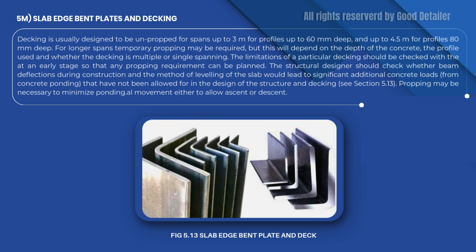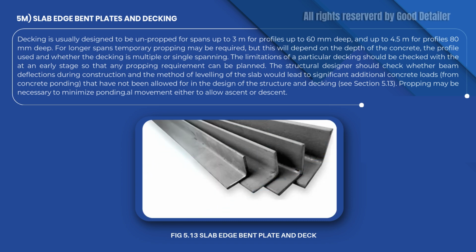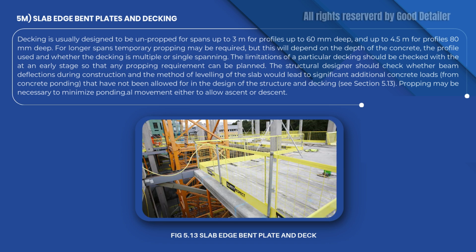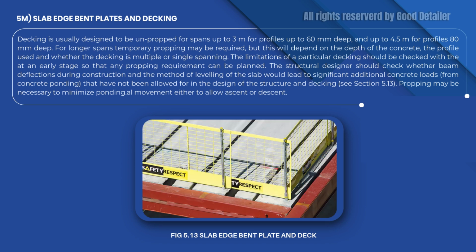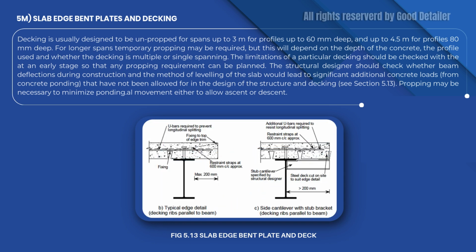The limitations of a particular decking should be checked at an early stage so that any propping requirement can be planned. The structural designer should check whether beam deflections during construction and the method of leveling of the slab would lead to significant additional concrete loads from concrete ponding that have not been allowed for in the design of the structure and decking. See Section 5.13.